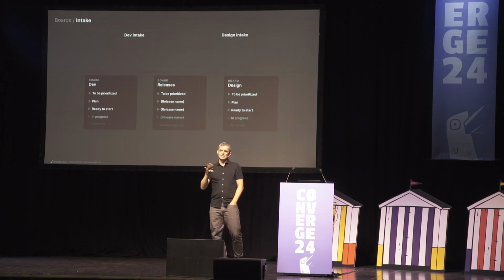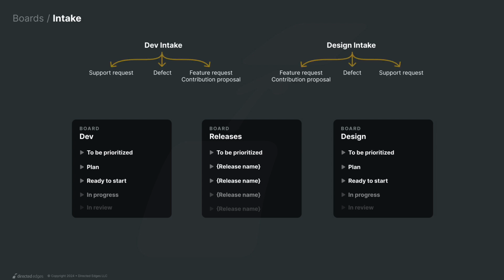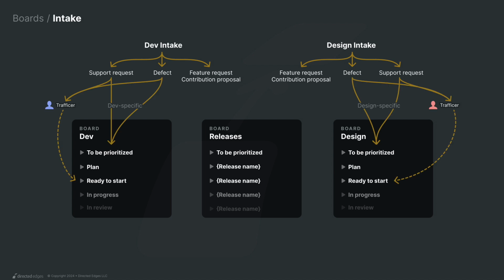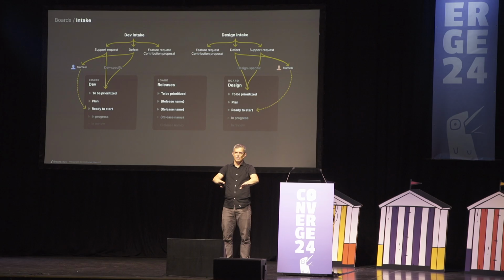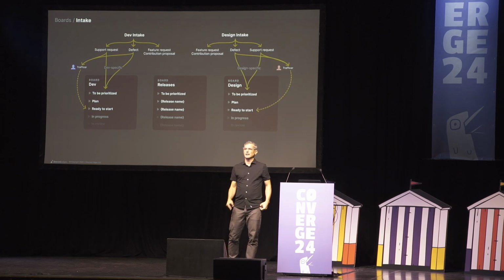And so dev intake and design intake, oftentimes those buckets are collectors of things like defects, support requests, feature requests, contribution proposals, what have you. They come in from different channels or collectors, and we need to know how to route them into the work that we do. And to me, that is, okay, what board are they going to land on? Sometimes if they're dev specific and small, or they're design specific and small, they just land in To Be Prioritized. Or if there's a trafficker, maybe I'm one of the traffickers on the design side, we know it, we need to do it, it's tiny, just put it in Ready to Start so we can do it today or tomorrow.